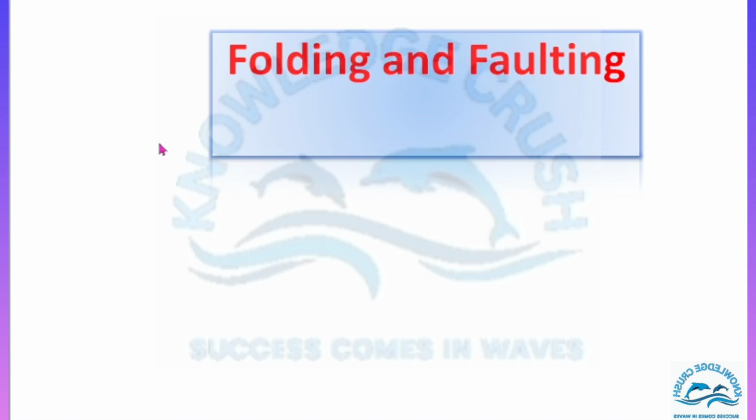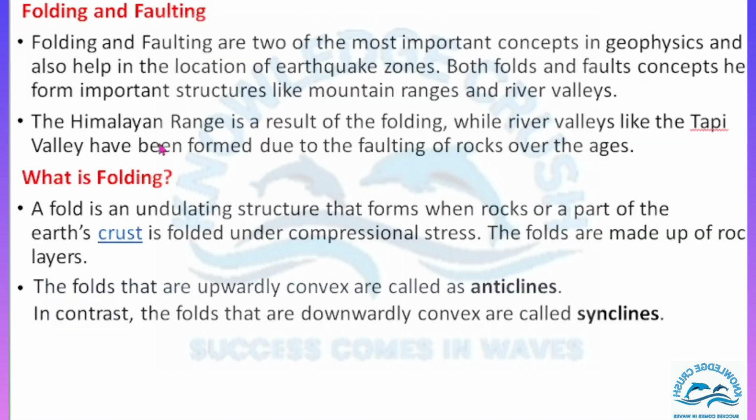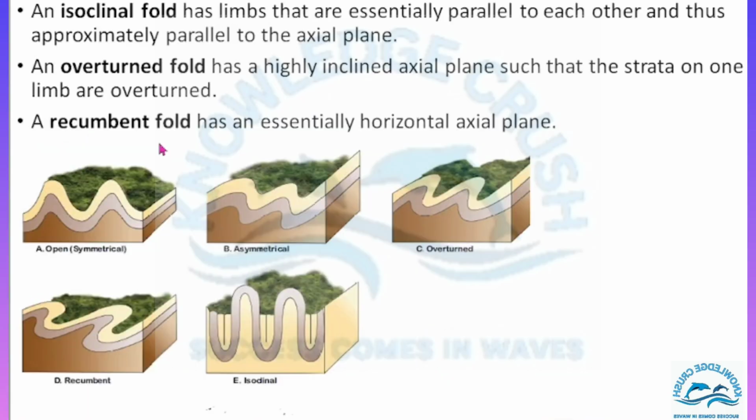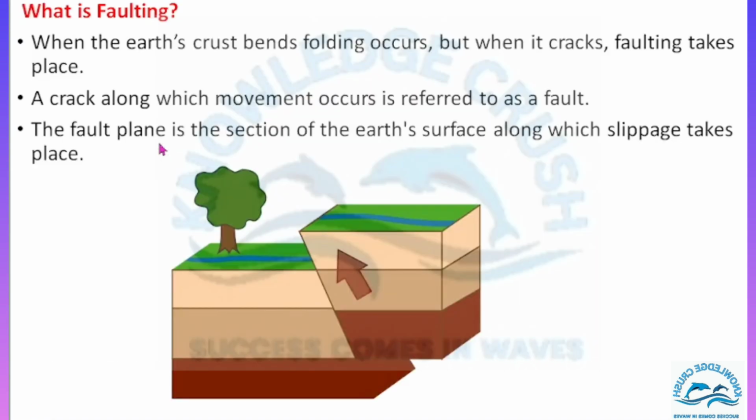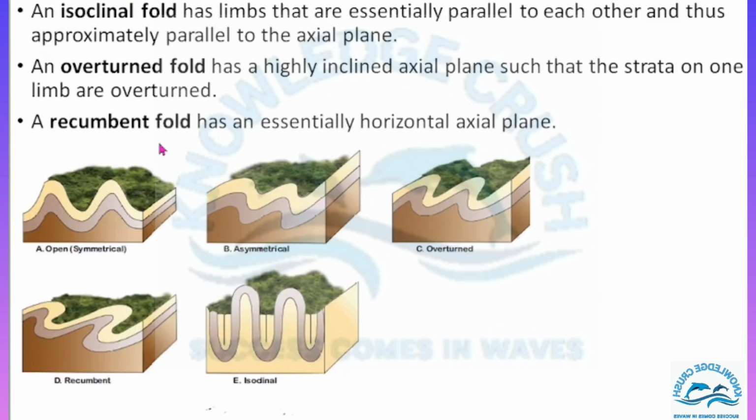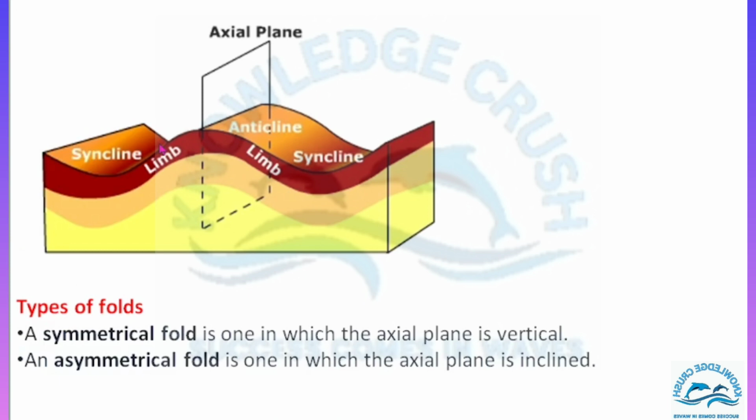Folding and faulting are the processes by which different earthly landforms are formed. In this video we visualize the representation of these two tectonic processes, how these processes are carried out. We will discuss various aspects of the geological processes of folding and faulting, like their meaning, their types of folds and faults, and in the last we discuss the difference between them.